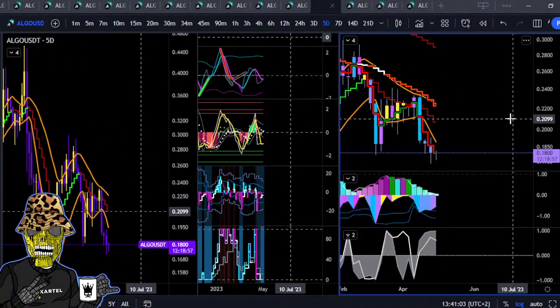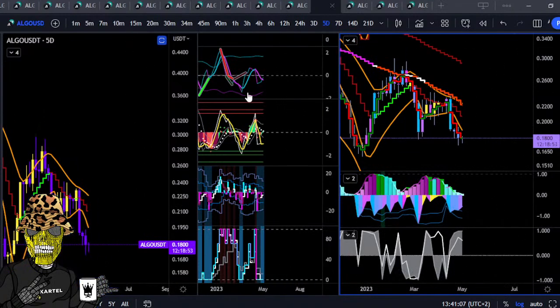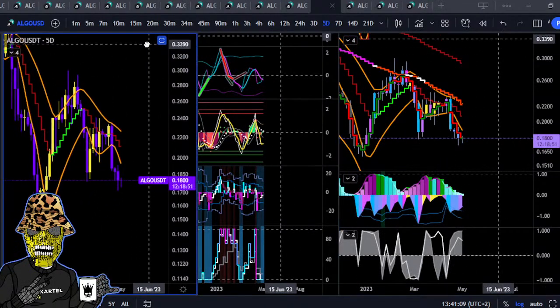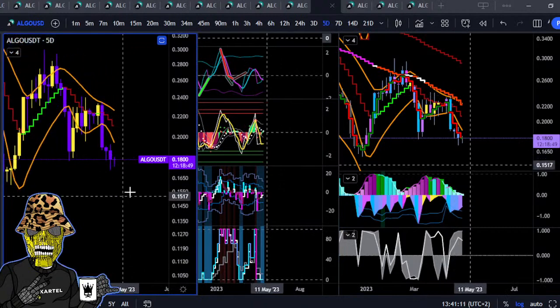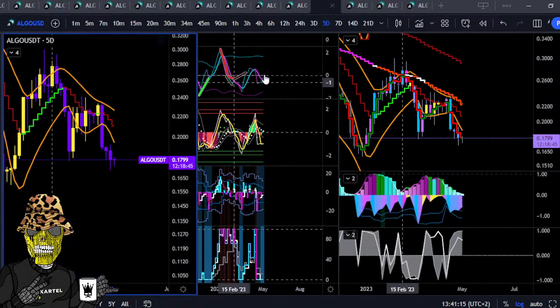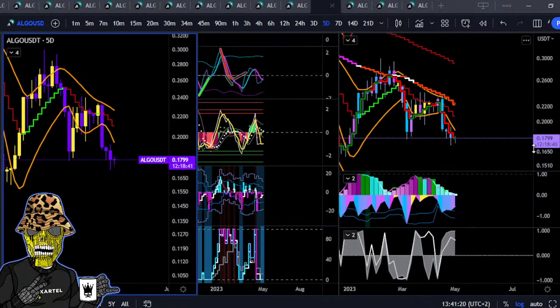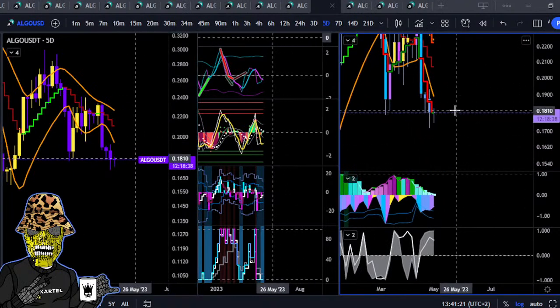Algo USDT on the 5 day. Contraction positively correlated, sort of losing its phase here. Unlike the other cryptos we're looking at, it's not fighting for a hidden bull div as it can. It should be actually setting one in. It's got a hidden bull div coming in. So that would be set true if it closes above 18 cents.